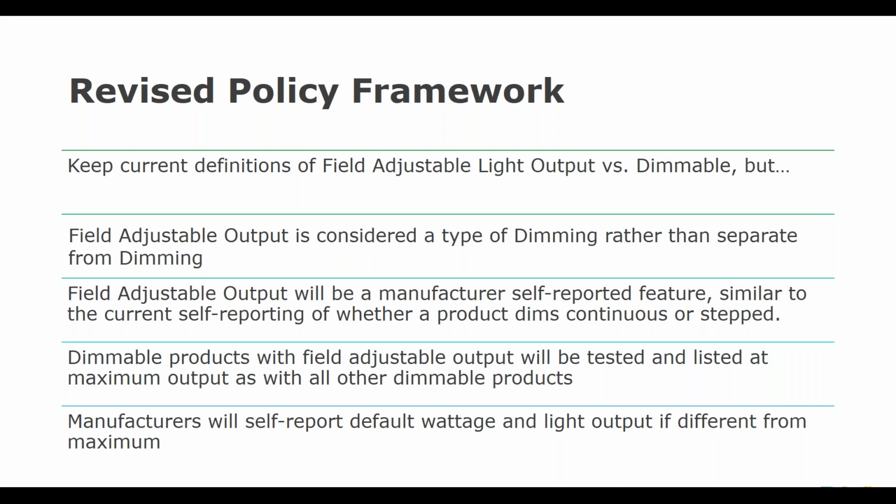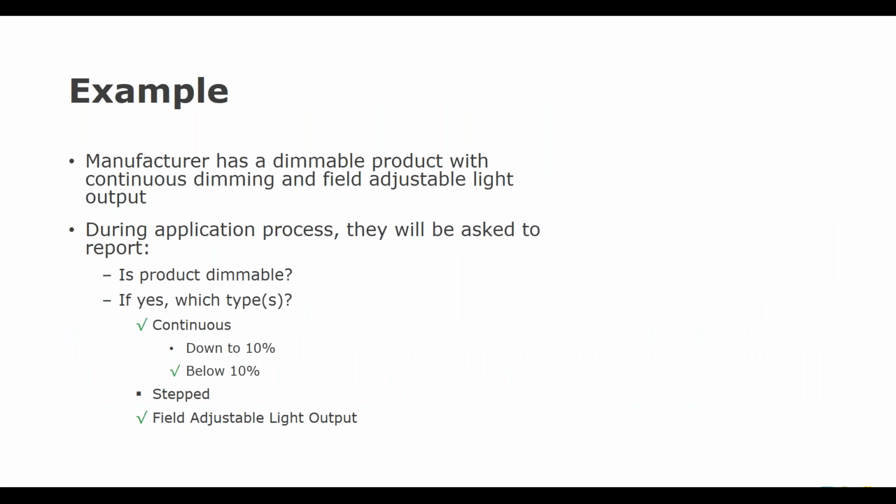And we're no longer proposing that, but all of the standard fields on the QPL would be listed with the performance at the max output. So there will be 2 additional fields where manufacturers can self-report the default wattage and default light output if it is different from the maximum, to try and address that initial concern. So I want to walk through a couple of examples.